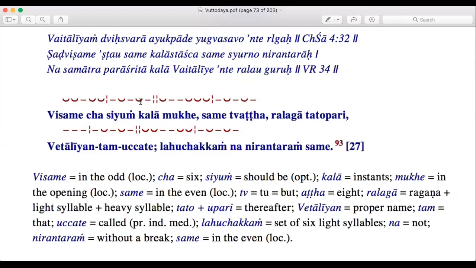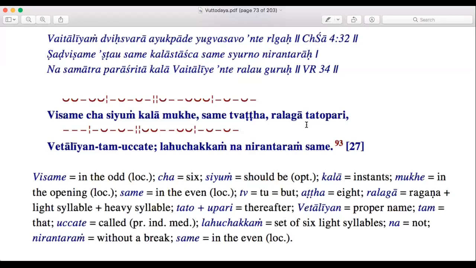Okay, that is about the first and third lines. Then let's go to the second and fourth lines. Same in the even lines, second and fourth lines. Tu, translated as but, however. So tu, attha, 8. Same in even lines, attha kala siyum, mukhe, at the beginning, 8 moras, 8 measures are there. So in the second and fourth lines at the beginning, there should be 8 moras.